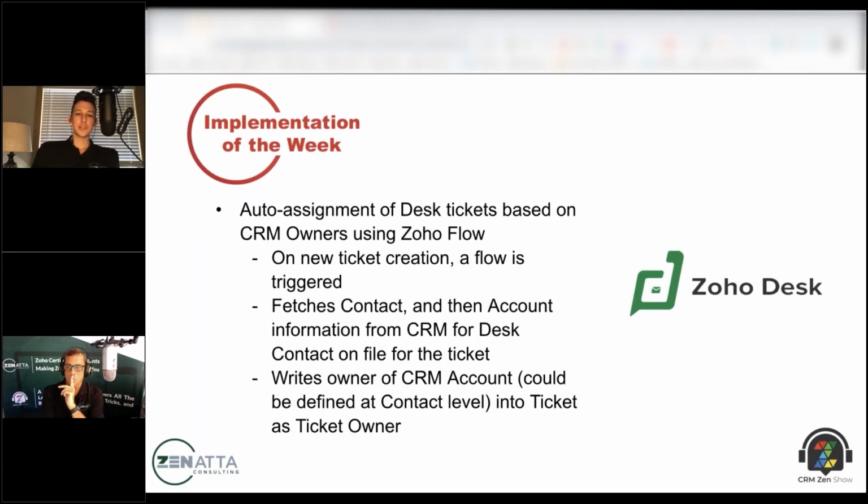And so what we did here is set up an integration where once a ticket is created, we pull the information about that contact in Desk, and we match that contact against their equivalent inside of the CRM. For us, we pull up one more level and pull the account on file for that contact. From there, we can assign: who's the owner of this account, who's the primary person on file that should be assigned this ticket because they own that account? So we can pull that owner value from the CRM back into Desk and assign the ticket to that account owner.